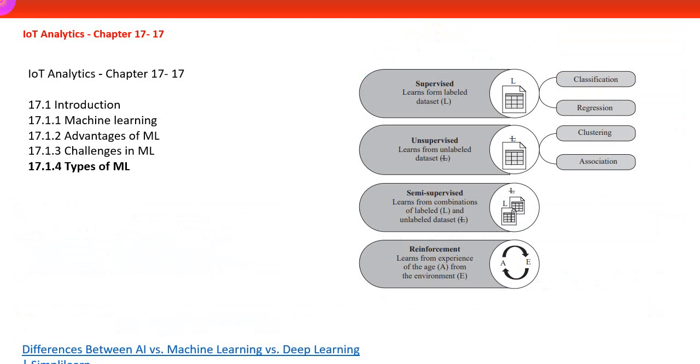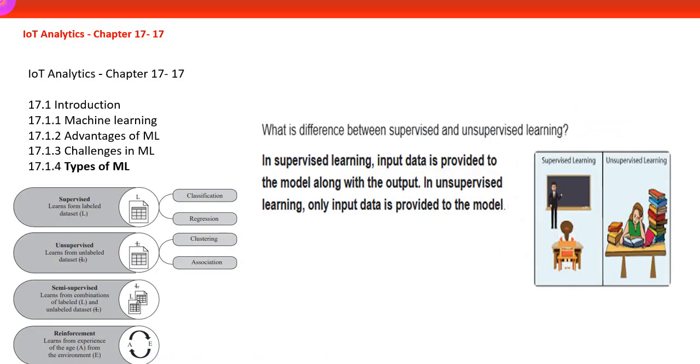Then if you come to machine learning, there are four kinds of machine learning techniques available. They are supervised learning, unsupervised learning, semi-supervised learning, and reinforcement learning. We are going to see one by one. First I will tell you about this very famous one, supervised and unsupervised. What is the difference between supervised learning and unsupervised learning?